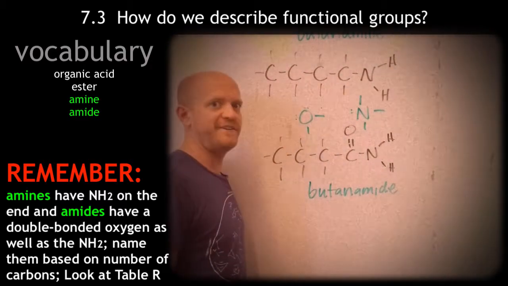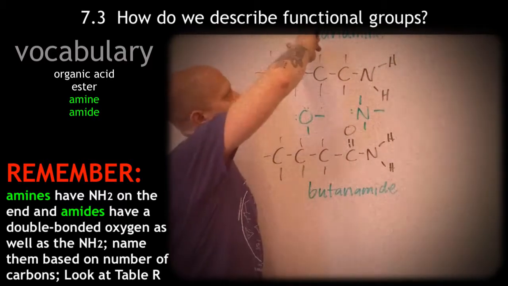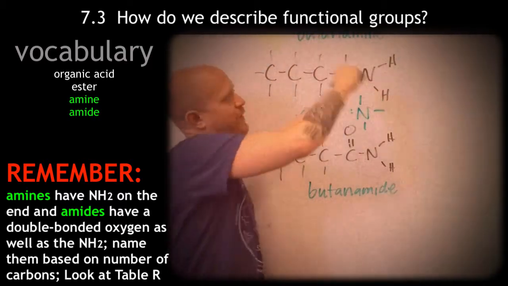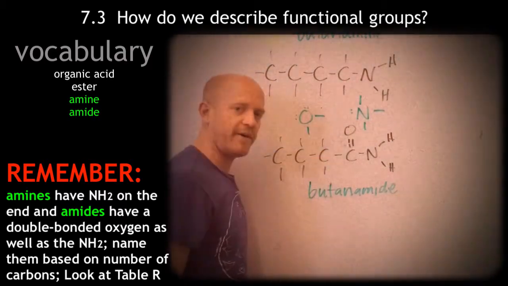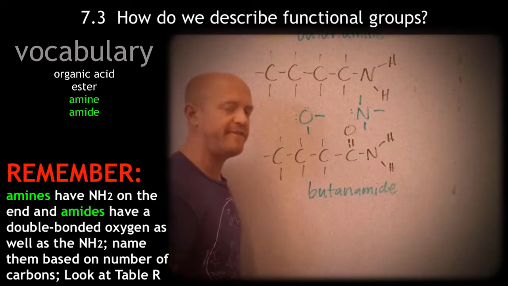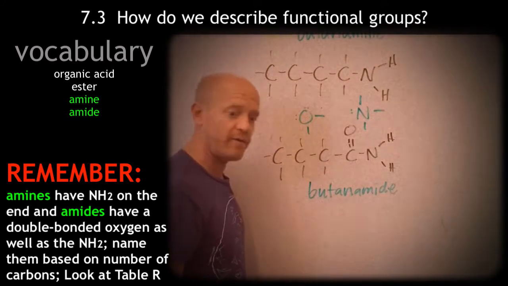Butanamide, butanamine, the only difference, this one has a double bonded oxygen and 2 less hydrogens. These make up a lot of amino acids, which have an amine group. That's why they're called amino acids, which is a very common term in the Live and Environment course.